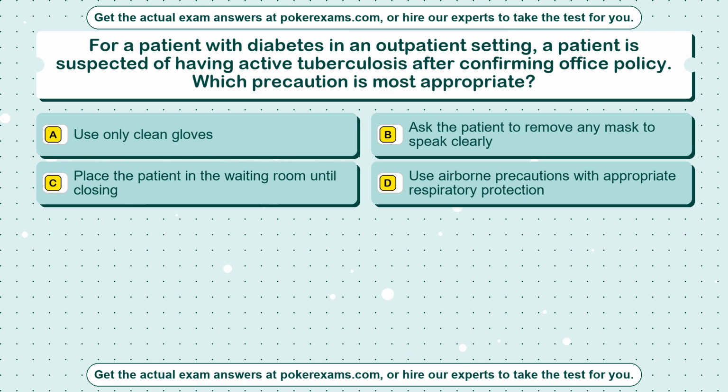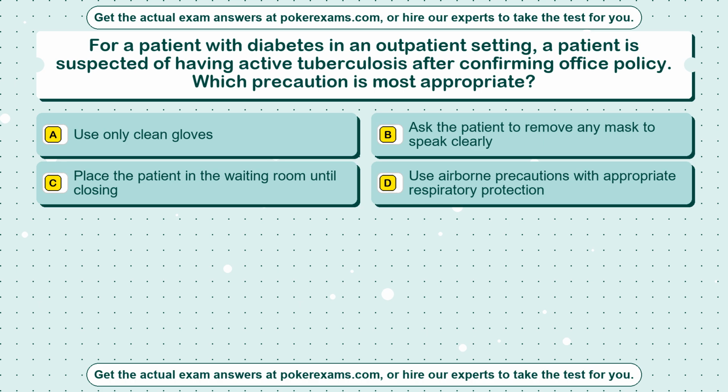Question 93. For a patient with diabetes in an outpatient setting, a patient is suspected of having active tuberculosis after confirming office policy. Which precaution is most appropriate? Option A. Use only clean gloves. Option B. Ask the patient to remove any mask to speak clearly.